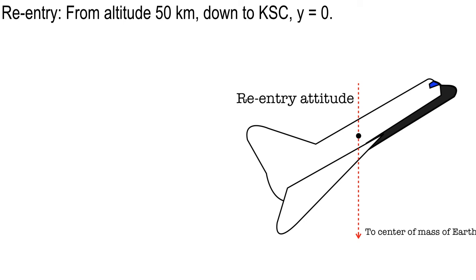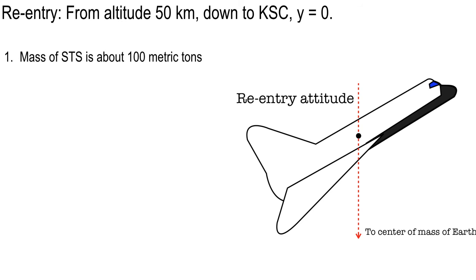Reentry, altitude of 50,000 meters, 50 kilometers. Now, we're heading for Kennedy Space Center, that big runway they got out there, so it's basically at an altitude of zero, sea level. And the reentry attitude, I've got it drawn out here. They kind of do a belly flop into the atmosphere so that they increase the amount of air resistance, friction, with the atmosphere and burn off all those joules of kinetic and potential energy that they've got at 50,000 meters down to almost zero at Kennedy Space Center. They have to have a little bit left.